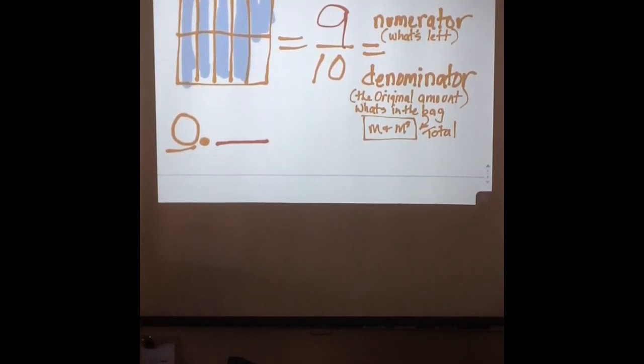And how do I turn that into a decimal? It's 0.9. Because the first place on the right side of the decimal is always cut up into 10 pieces. So whenever you have it cut up into 10 pieces, you can turn it into a decimal.